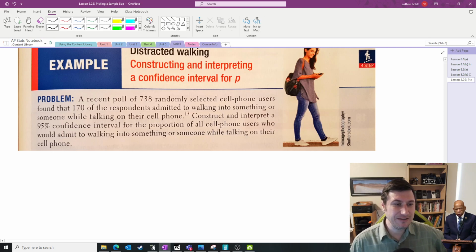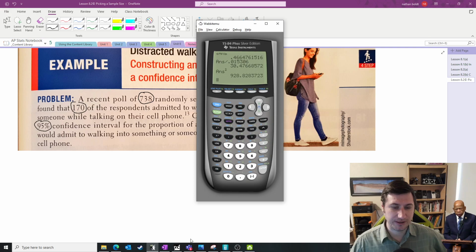We're doing a 95% confidence interval here, okay? Our sample size is 738, and 170 people admitted to it. So let's do a 95% confidence interval. Now, yes, we've checked all the 4 steps before, so I'm not going to do that. I just want to show you real quick how to do this on your calculator.